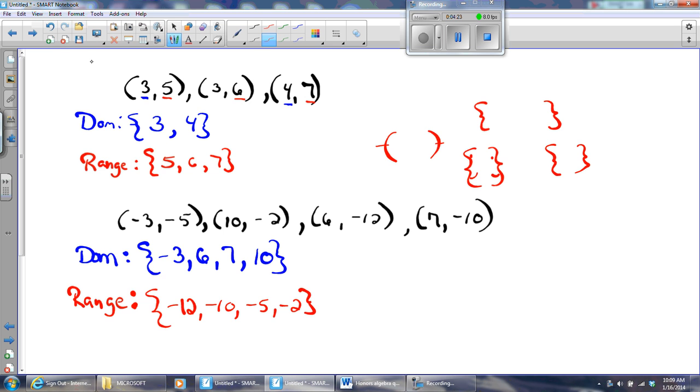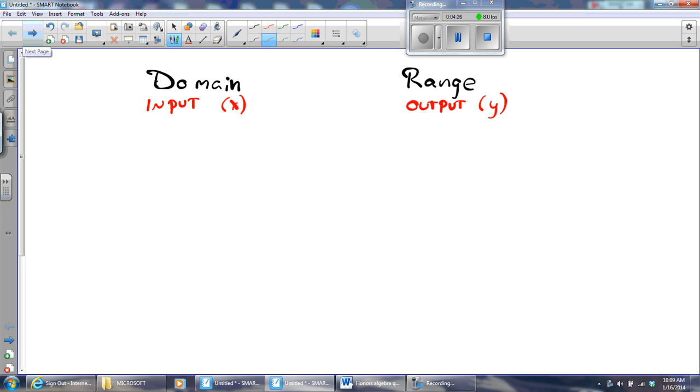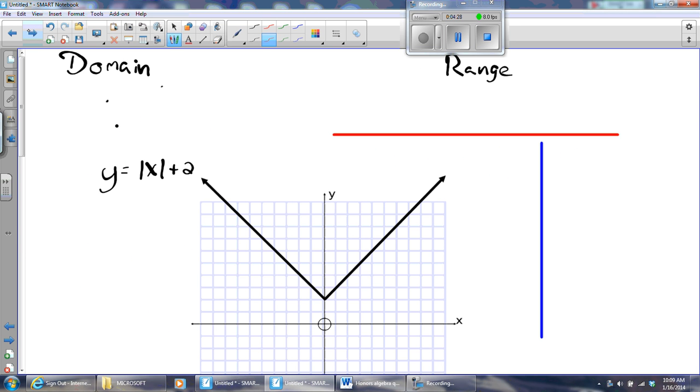Now, my favorite way to do domain and range is involving graphs. And what I like to do is I get the picture of the equation because it's going to want to know the domain and range of this equation. And I like to use, for the domain, a vertical line.